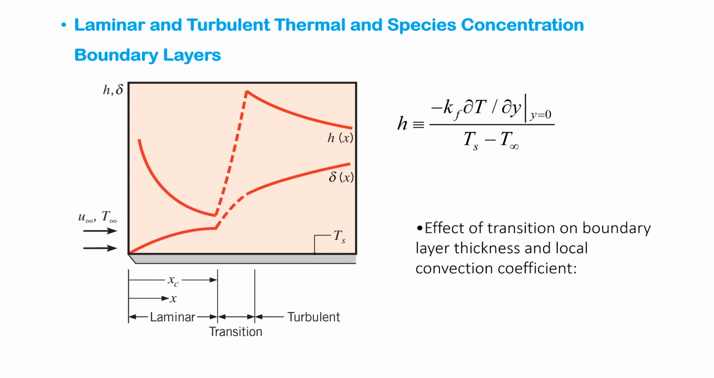If you plot the thickness of the boundary layer, let's say this is the fluid that comes across this flat plate, the thickness of the boundary layer will gradually increase in the laminar flow, and then the increase will be much more in the turbulent flow. On the other hand, if you look at the h value, the local heat transfer coefficient, along the laminar flow h is decreasing, then in the transition region you have a sudden increase, and then there will be a decrease again.